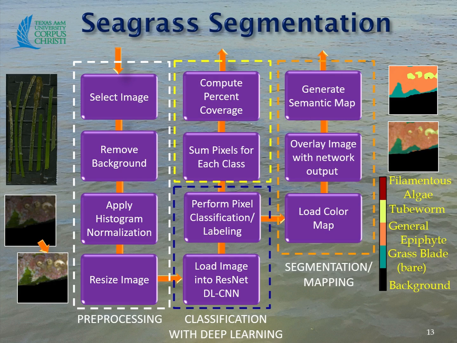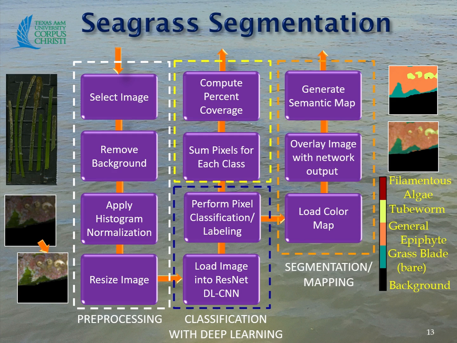Once the deep convolutional neural networks are trained using transfer learning, each image is then analyzed using the following process. First, an image to be analyzed is selected, then the background is removed by converting these pixels to 0, leaving only the pixels representing the entire seagrass blade. The image then undergoes histogram normalization, and when the processing is complete, the image is resized, or rather divided into 224 by 224 image blocks to be entered into the ResNet deep learning convolutional network for classification and pixel labeling.